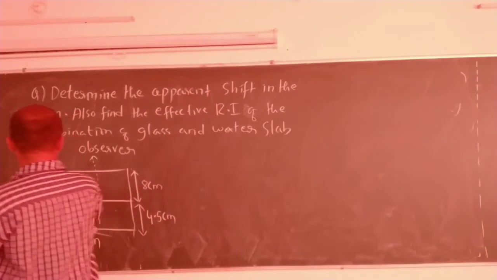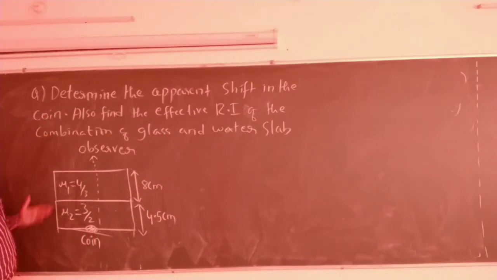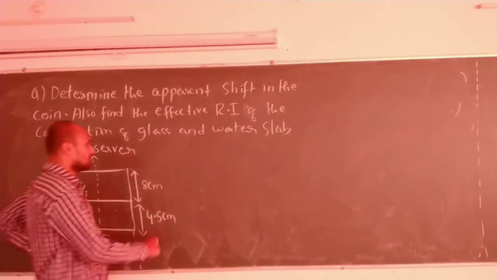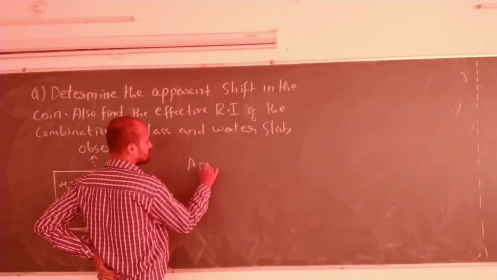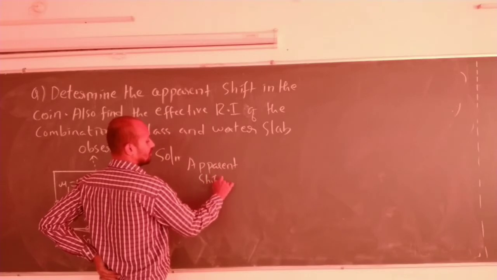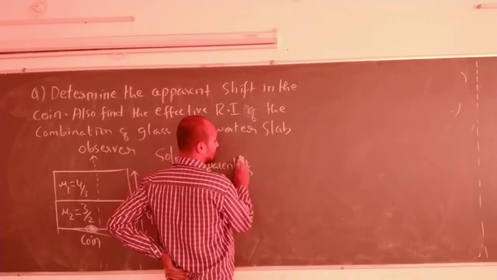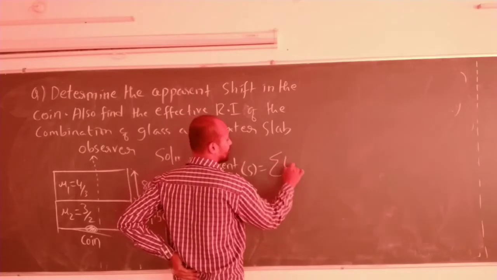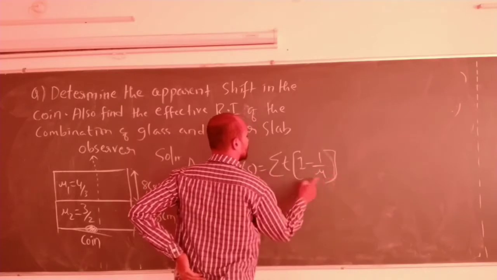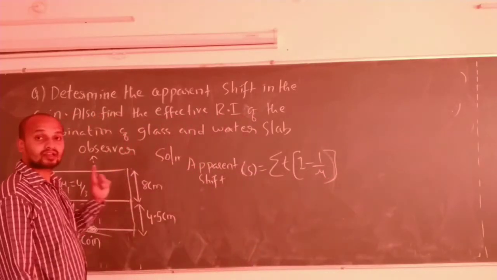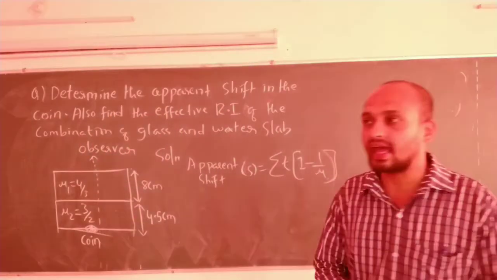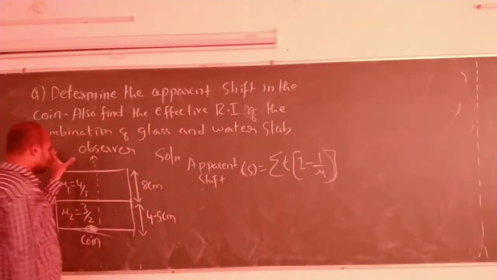No issue, but they have given the refractive indices, so directly I am writing mu1 and mu2. Here the observer is watching this coin. Find the apparent shift. Apparent shift is given by S equal to summation of t into 1 minus 1 divided by the refractive index of the medium with respect to the observer medium. Here the observer medium is not given, so I will consider it as air. Then the value will be 1.